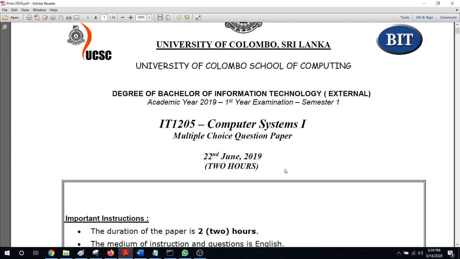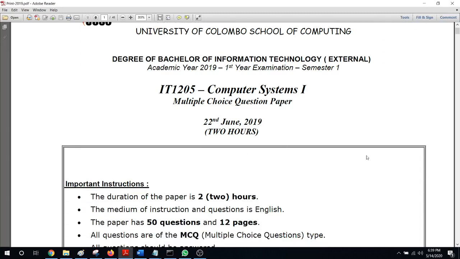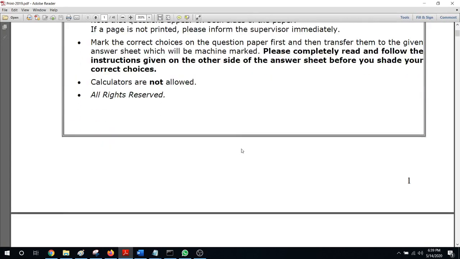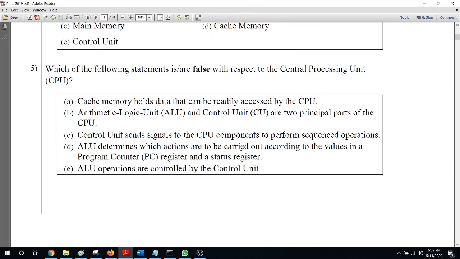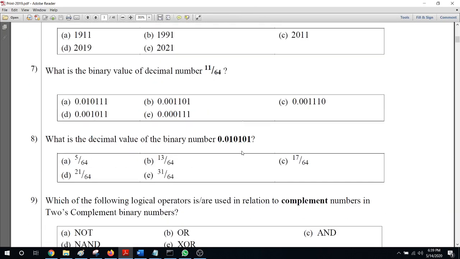Okay, so in this particular session, we are going to discuss one of the questions from the 2019 computer system paper of BIT UCSC. What we are going to discuss is question number 7, which is related to binary fractions. The question says, what is the binary value of the decimal number 11 upon 64? They have given 5 answers, and we want to figure out which one is the correct one.